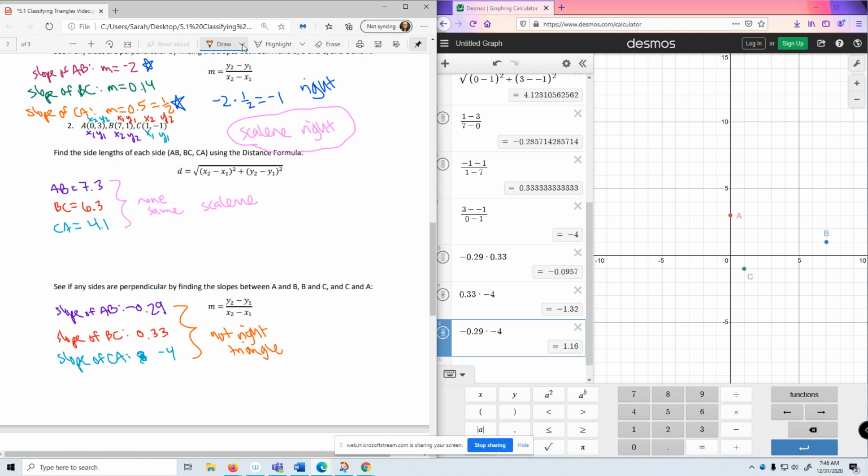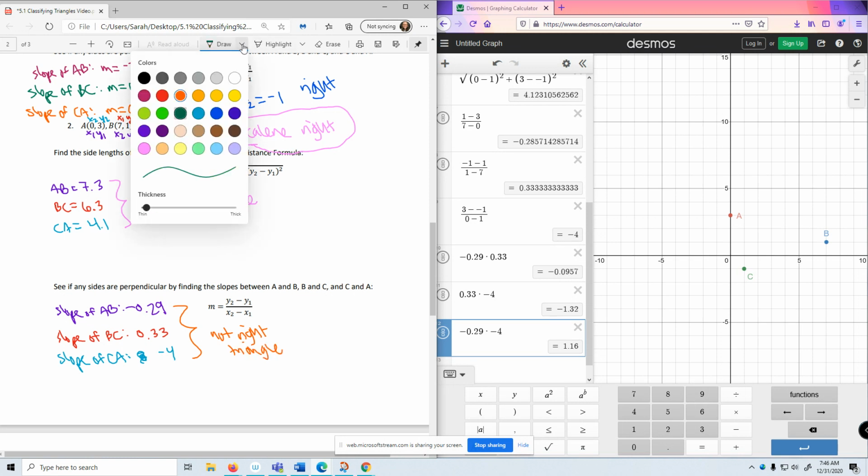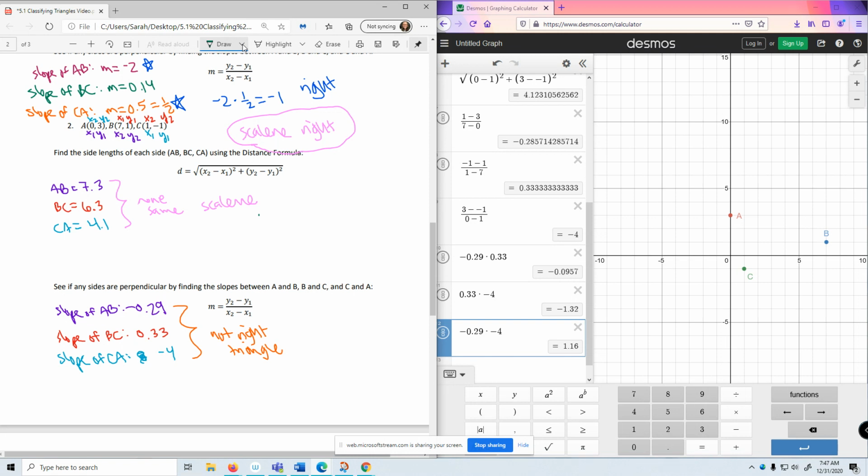So to completely answer this question, we have to take both parts. It is a scalene triangle, but is not right. We can't find the angles exactly using the math that we know, other than knowing whether or not things are right angles based off of slopes. So all we're going to say is right or not right. Since none of these multiplied to -1 exactly, when you multiplied them together, that made it a not right triangle.